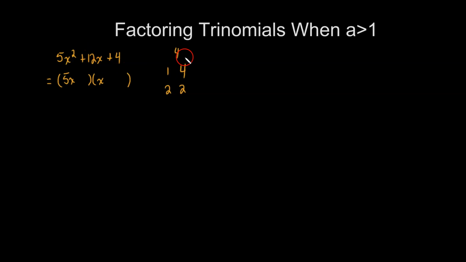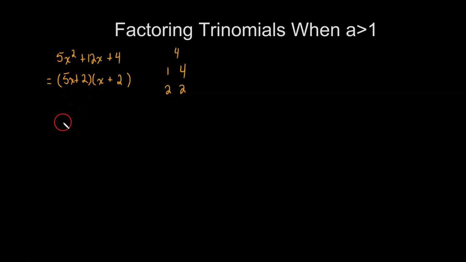If we multiply 5 times 1, that gives us 5, and 5 plus 4 is 9, which is not 12. Take 5 times 4, that gives 20, plus 1 is 21, which is not 12. However, when we multiply 5 times 2, it gives us 10, and 10 plus 2 is 12. So we're going to go 5x plus 2 and x plus 2 to be our factors. That's going to be our two binomials.